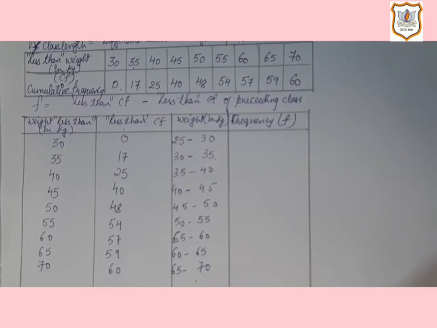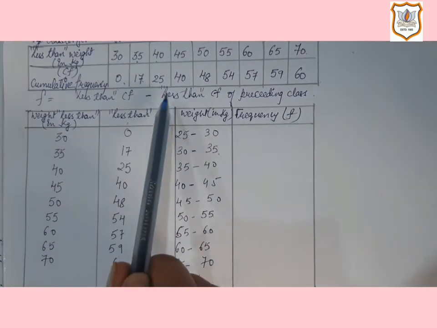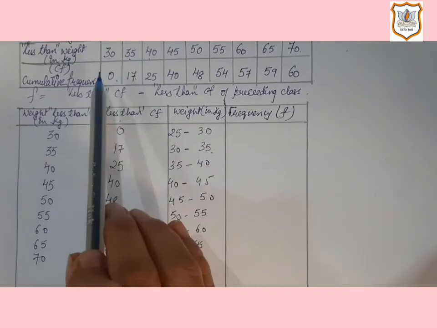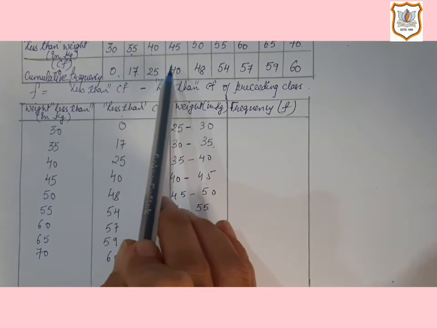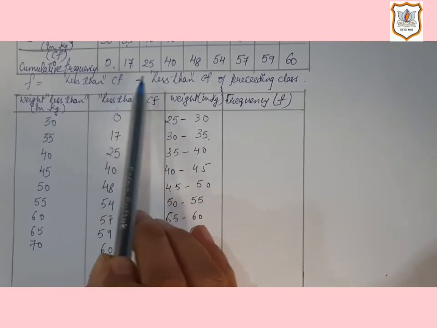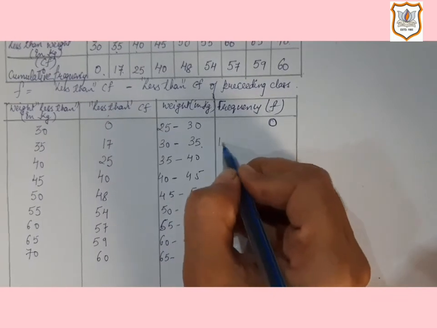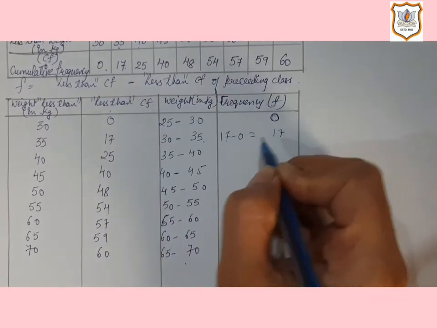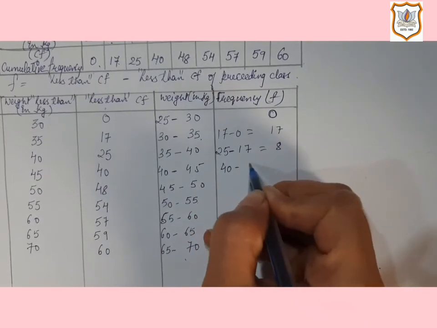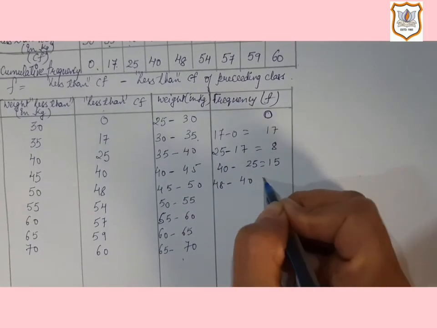Now we have to find frequency, and the formula to find frequency is less than cumulative frequency minus less than cumulative frequency of the preceding class. That means we'll start with 0, then 17 minus 0, 25 minus 17, 40 minus 25. So let's begin. First we'll start with 0, then 17 minus 0, that gives you 17, then 25 minus 17, that gives you 8, then 40 minus 25, that gives you 15. Then 48 minus 40, that gives you 8.